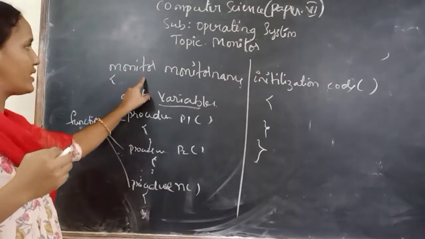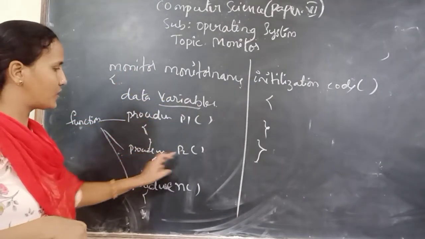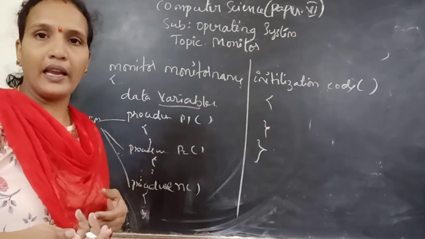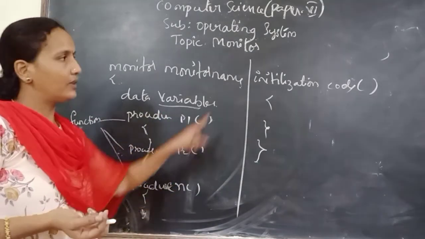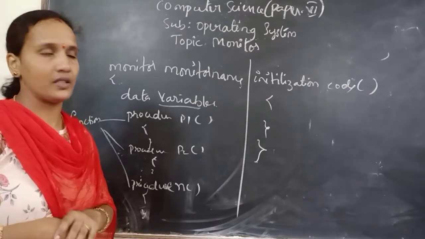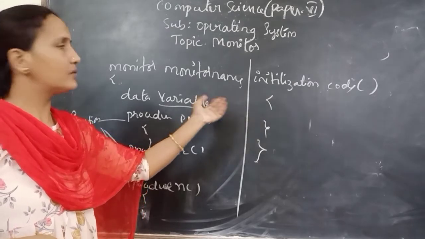First the monitor name, next data variables, procedure P1, procedure P2, procedure N. In one monitor you can write N number of procedures: P1, P2 and Pn. The last one is the initialization code. Whatever code is needed to initialize the variables and functions is written inside the initialization code.